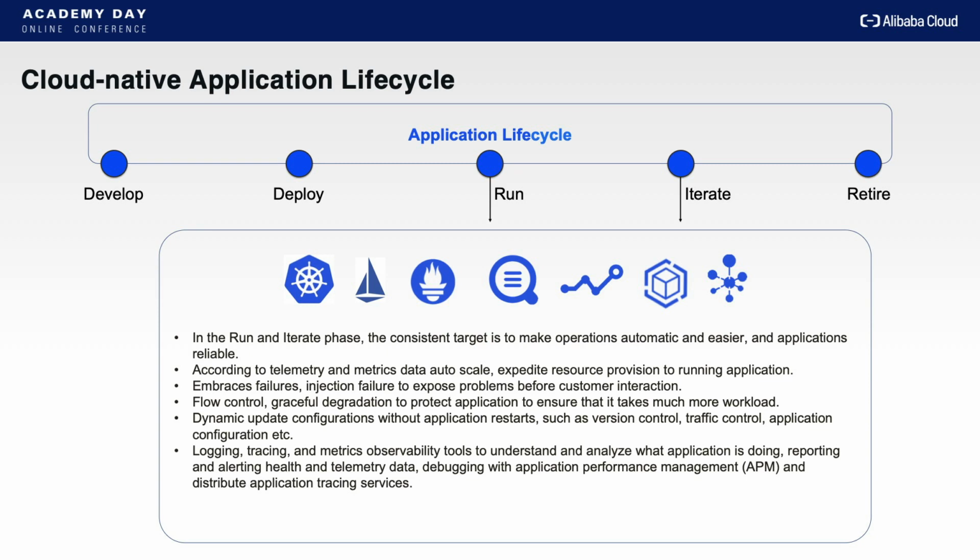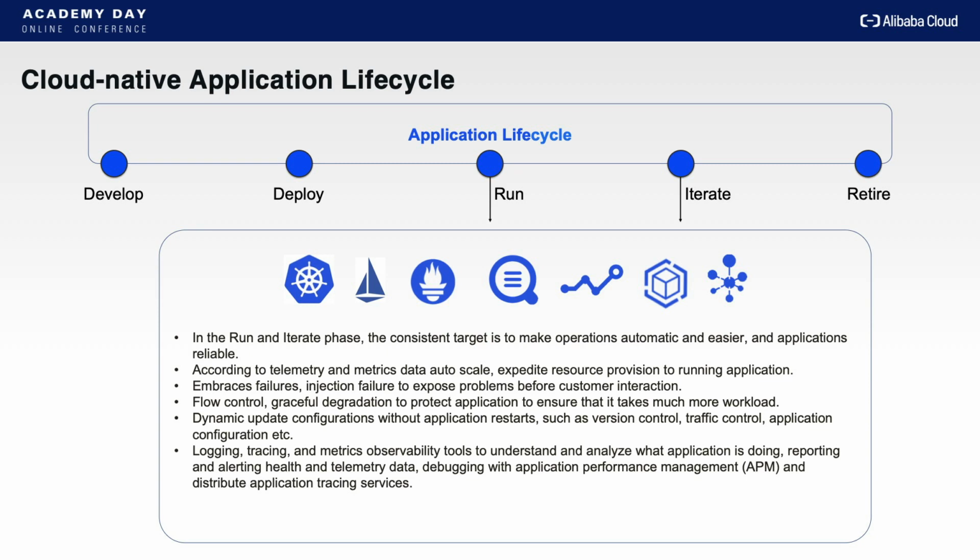Logging, tracing, and metrics observability tools help understand and analyze what the application is doing, reporting and alerting on health and telemetry data, debugging with application performance management (APM) and distributed application tracing services.